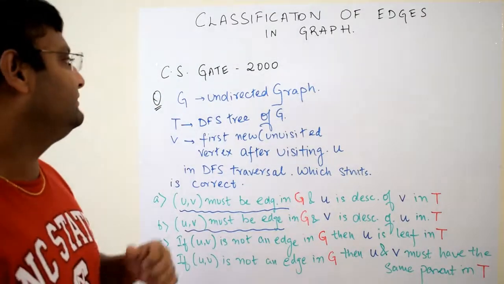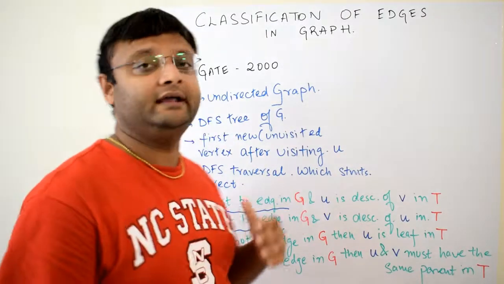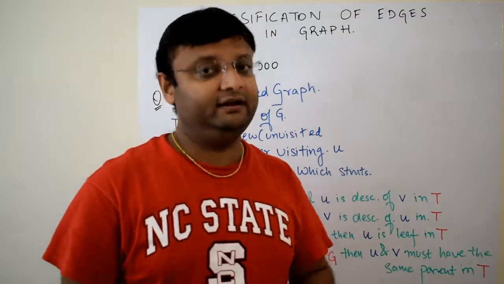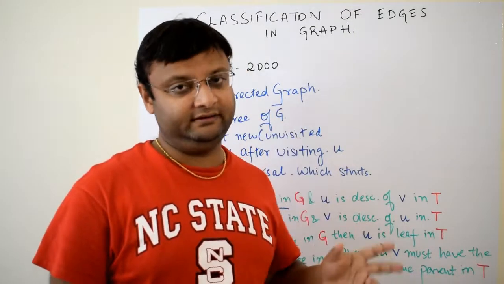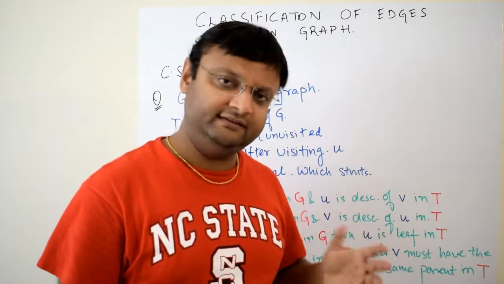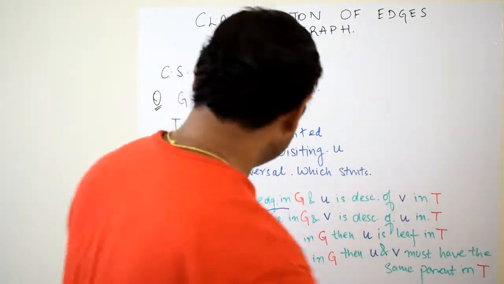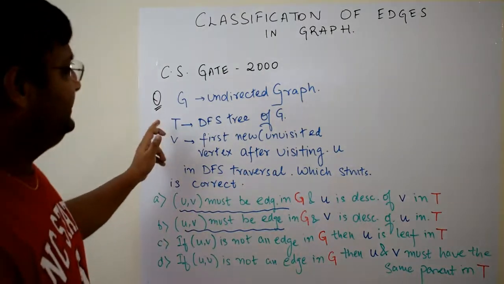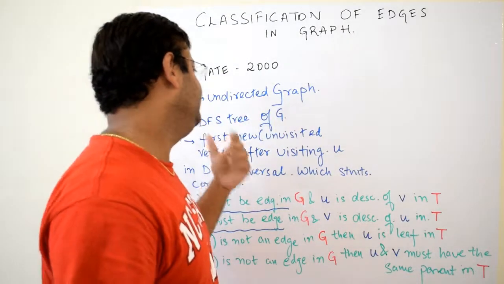So what this question is asking is that G is an undirected graph. Now remember, it's not a directed graph, it's an undirected graph. Edge (U, V) or (V, U) are the same thing, right? There is no direction associated with the edge. Now it's saying that T is the DFS tree of G. So what is the DFS tree basically?